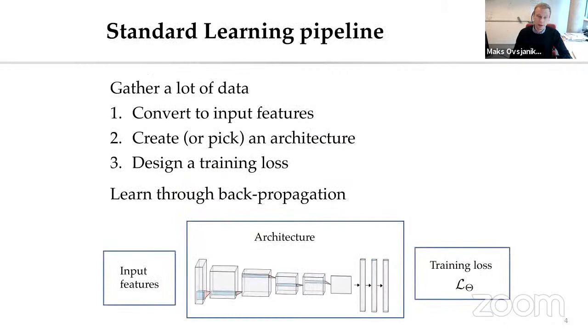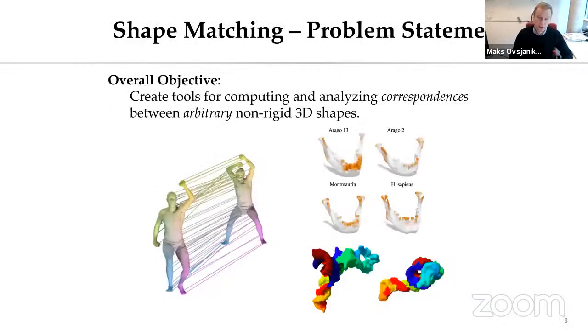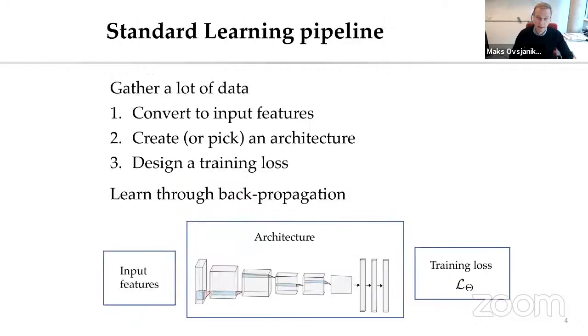If I specify this problem to a graduate student, saying your goal is to solve the shape matching problem, how would they go about addressing it? I think this is the general pipeline that you would follow. First we would start by gathering a lot of data. Then the standard thing to do is convert your data into some input features. You pick an architecture from whatever exists, you design some training loss, and then you learn through back-propagation.